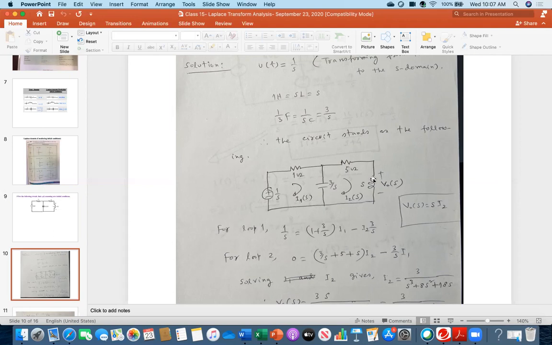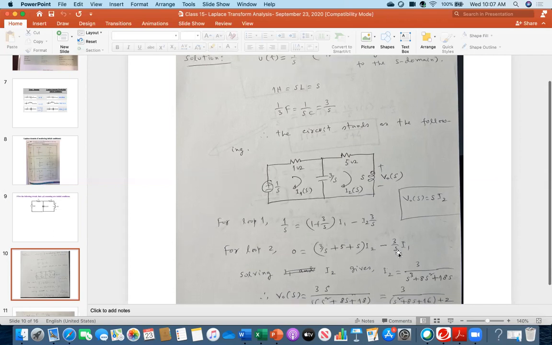For loop 2, I have written down another equation. In this loop, there is no source, so 0. So 3 over s plus 5 plus s in parenthesis, I2. But this one is in the opposite direction, I1 current, so minus 3 over s I1.